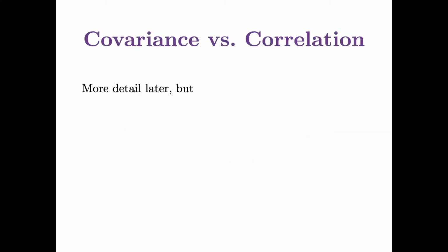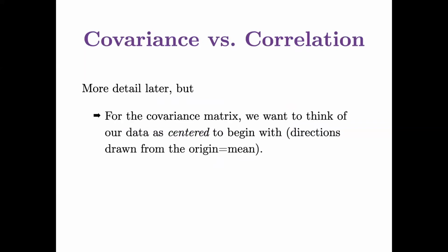And I'll give more detail on this later, but for the covariance matrix, we want to think of our data as being centered to begin with. And that just means that the average vector, or the mean, has been subtracted from all of the data points so that the directions that we draw are drawn from the origin, which represents the mean. And this will be true of all the plots that I show you on slides.